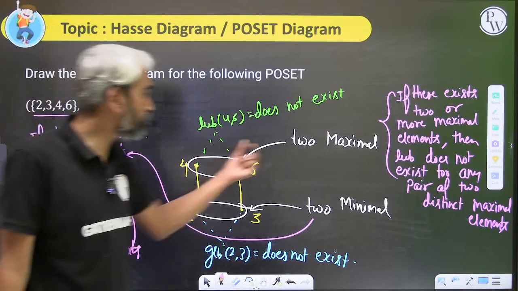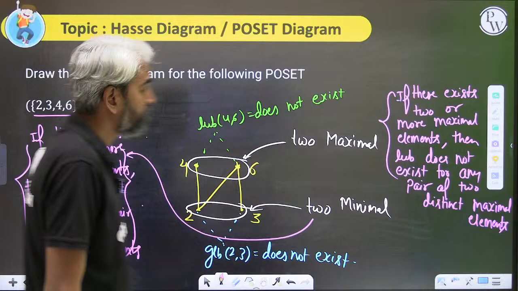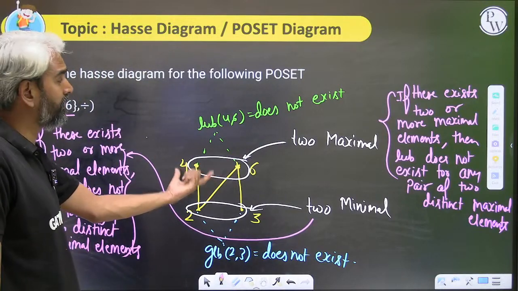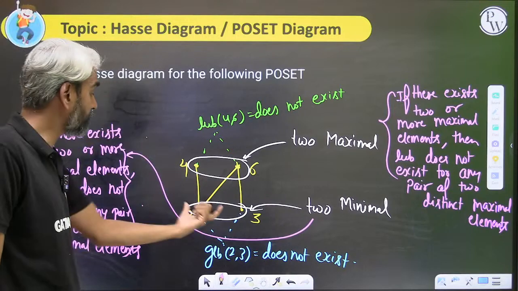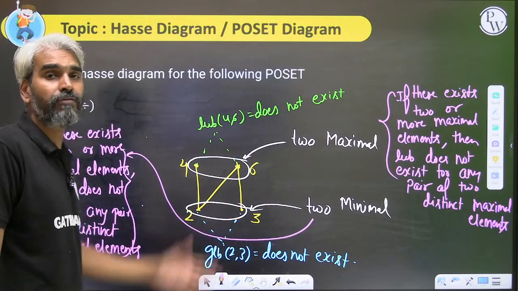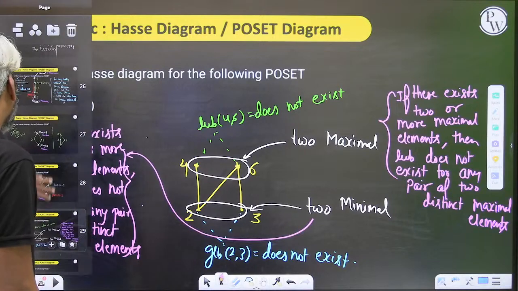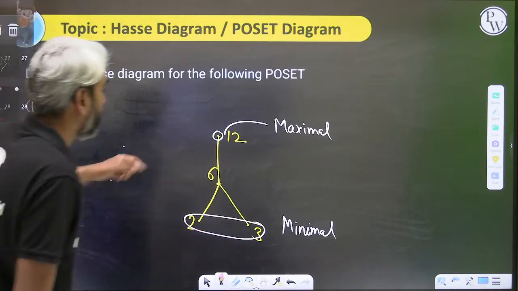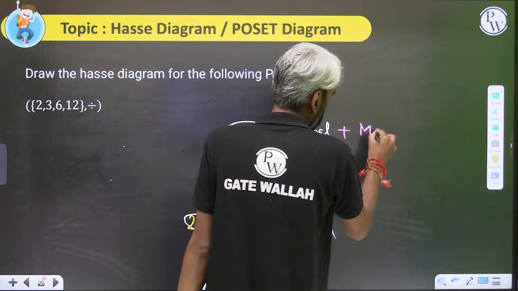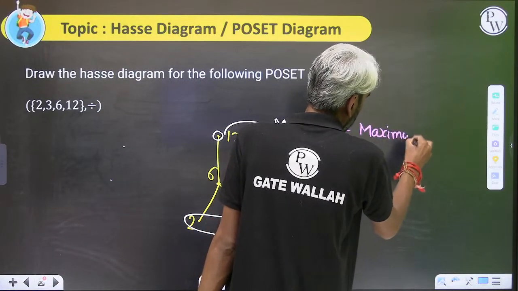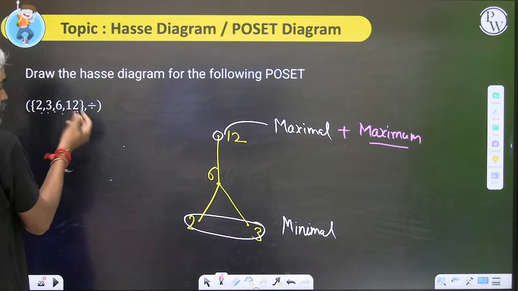So, if there exist two or more maximal elements, then there will be no maximum element. If there exist two or more minimal elements, there will be no minimum element. So if you want, you can understand that. Next slide, be clear. Sir, unique maximal, so it will also be maximum. Why? Because it will be divided by all other elements of the poset. You can check. Sir, 2 divides 12, 3 divides 12, 6 divides 12, 12 divides 12.